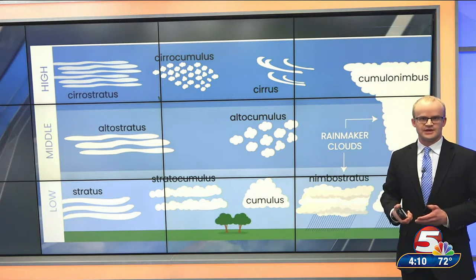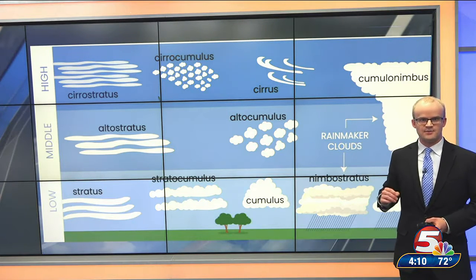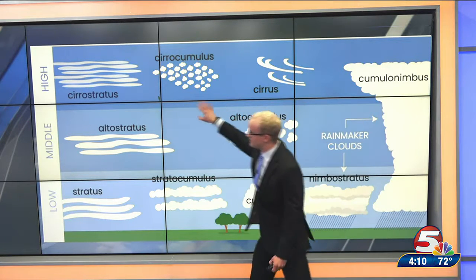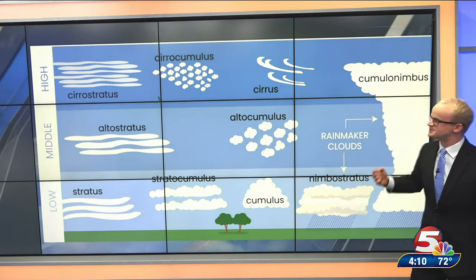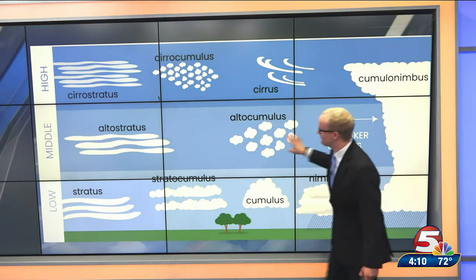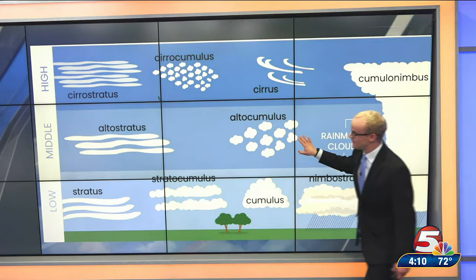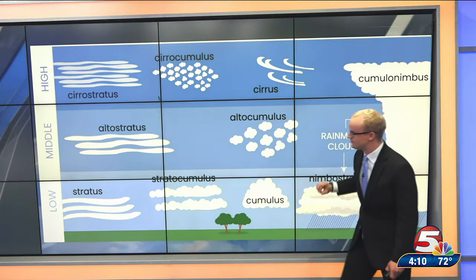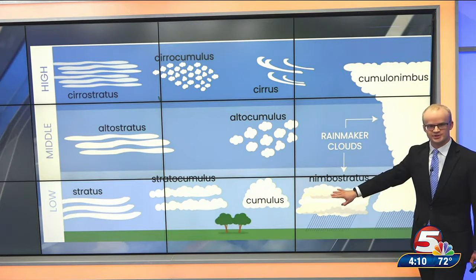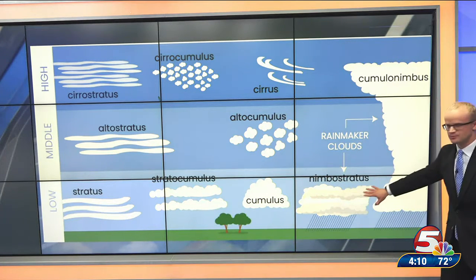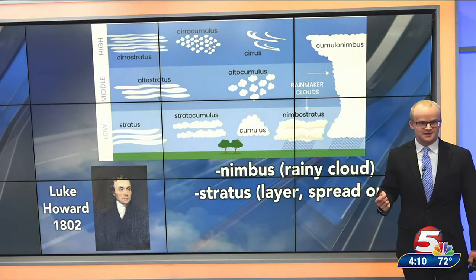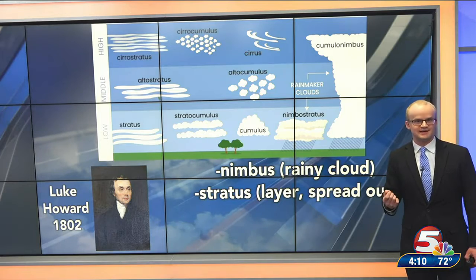So these are the different types of clouds. They're broken down into three categories based on the height that they are in the atmosphere: low, middle, and high-level clouds. High-level clouds are usually made of ice crystals. Those are cirrostratus clouds, cirrocumulus, or just cirrus clouds. We'll go over each one of these in a minute. Middle-level clouds are altostratus or altocumulus clouds, and low-level clouds near the ground are stratus, stratocumulus, or cumulus, and then the rain-making clouds are nimbostratus and cumulonimbus.